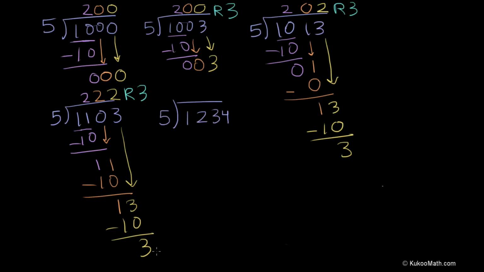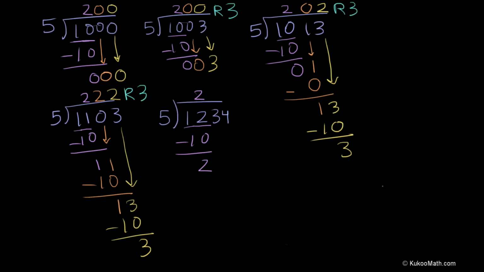1,234 divided by 5. Since we know that we can't do 1 divided by 5, let's look at 12. Make it a 2-digit number. The closest we can get to 12 without going over it is 5 times 2, which is 10. And when we subtract, we get 2.